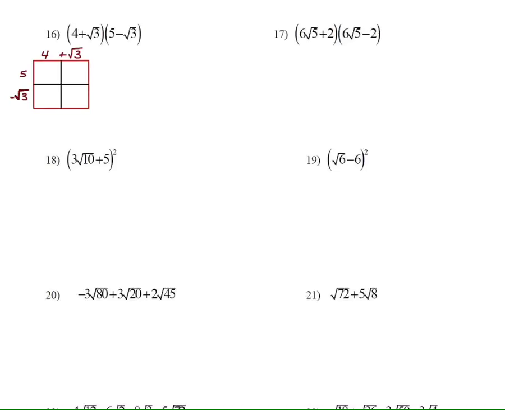So in the first box I get 5 times 4, which is 20. In the second box I get 5 times positive root 3, which is positive 5 root 3. In the first box of the second row I should get negative root 3 times 4, which is negative 4 root 3, and then negative root 3 times positive root 3 is negative root 9.